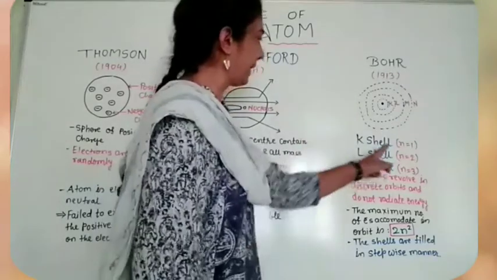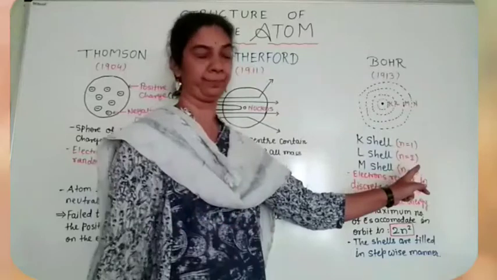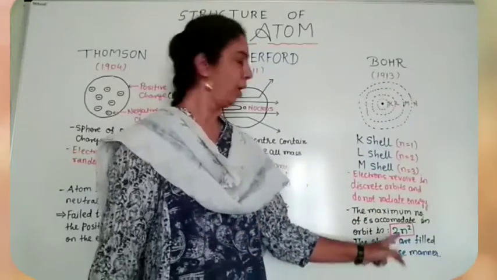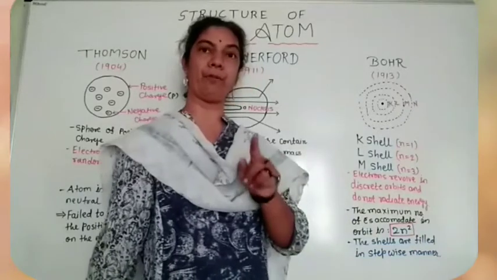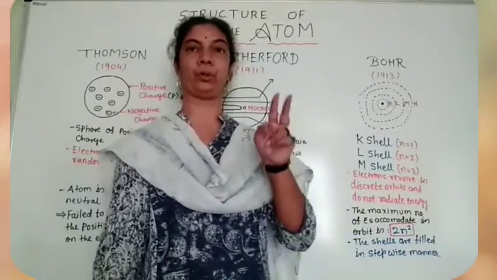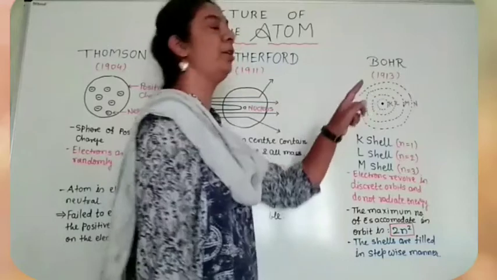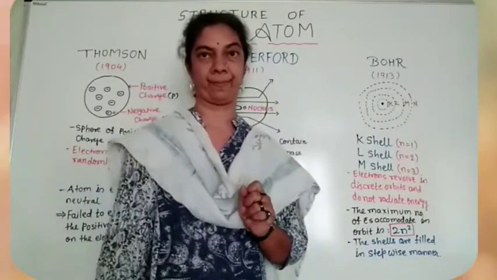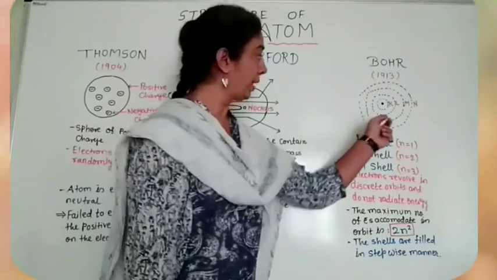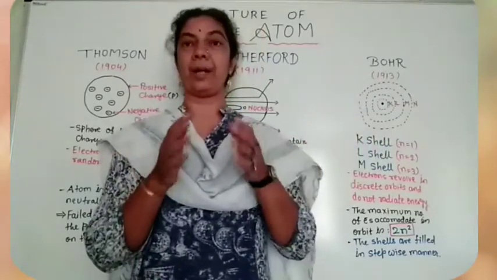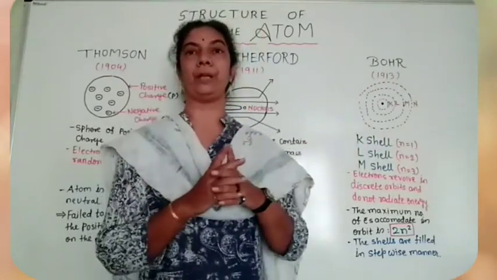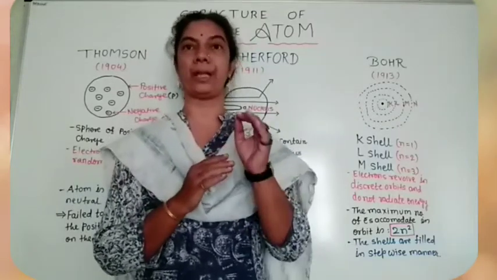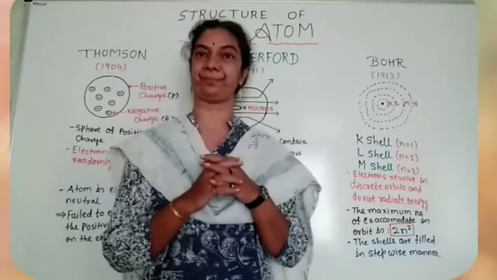For the second orbit, n becomes 2. According to the formula 2n square, 2 square is 4, and 4 is multiplied by 2. So the capacity of the second orbit is 8 electrons. This orbit can accommodate a maximum of 8 electrons, which is known as the octet structure.